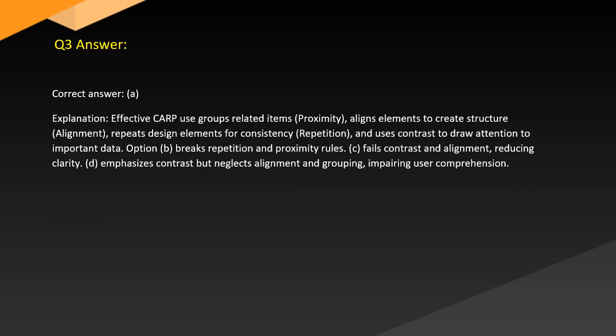Answer. Correct answer: A. Explanation. Effective CARP use groups related items (proximity), aligns elements to create structure (alignment), repeats design elements for consistency (repetition), and uses contrast to draw attention to important data. Option B breaks repetition and proximity rules. C fails contrast and alignment, reducing clarity. D emphasizes contrast but neglects alignment and grouping, impairing user comprehension.